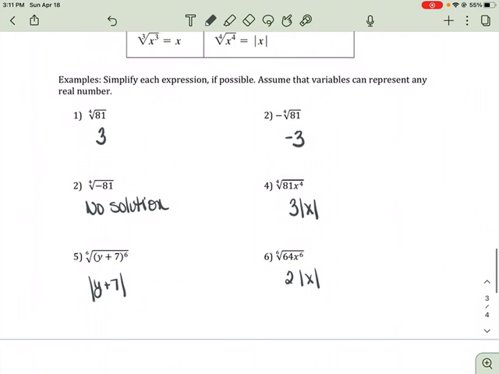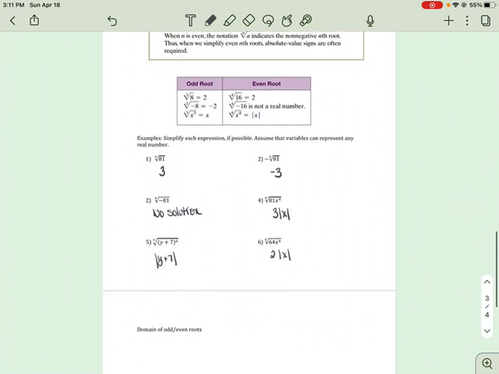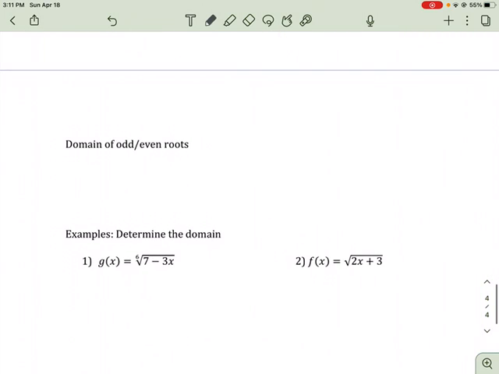All right. Okay, so hopefully that clears up the difference between odd and even roots. Odds, you can have negatives underneath. Evens, you cannot. We don't need absolute value for odd. We do for even.